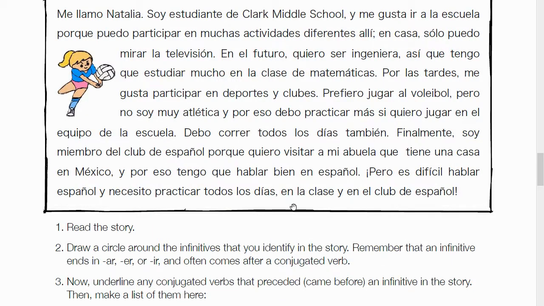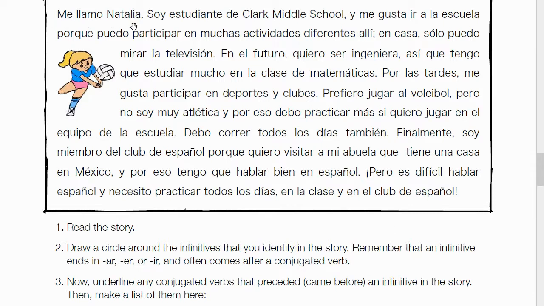Okay, so let's do some examples together. Shall we? Okay, so number one, read the story, draw a circle. You can also highlight if you want to highlight around the infinitives that you identify in the story. An infinitive ends in AR, ER, IR, and often comes after a conjugated verb.